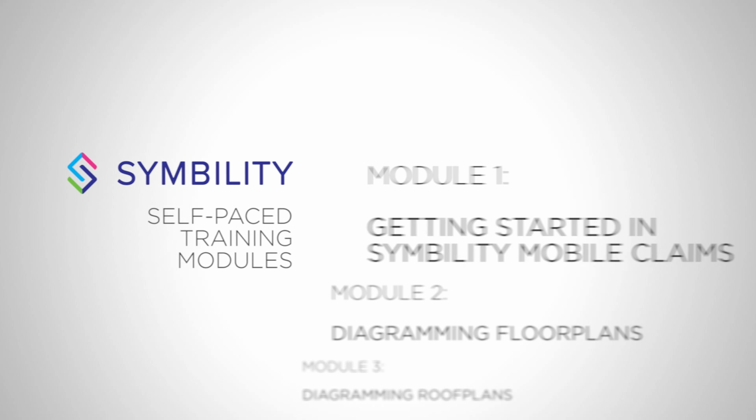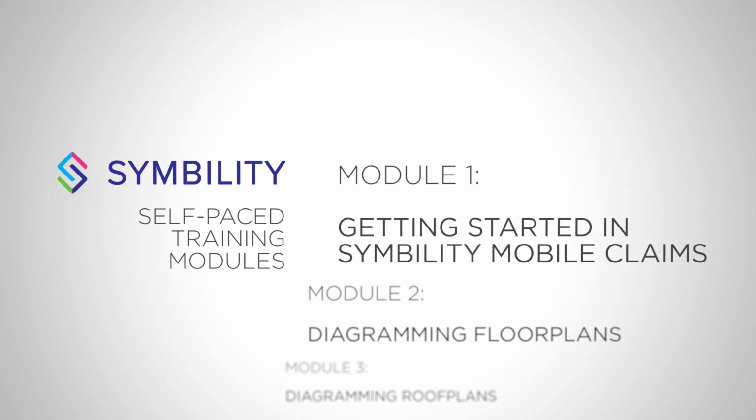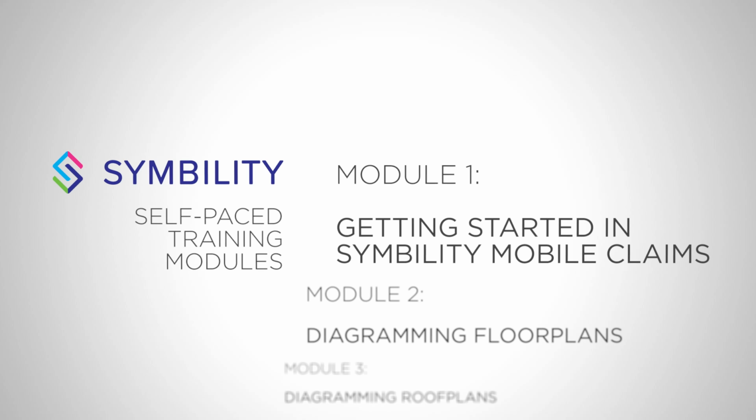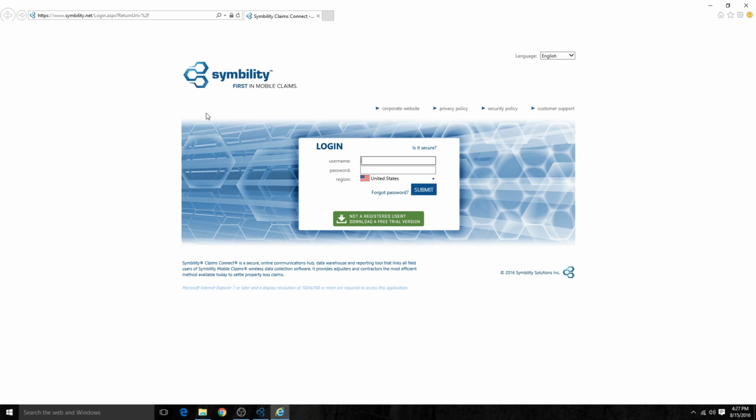In this module, you're going to learn how to get started in Symbility Mobile Claims. Alright, so to get started in mobile claims, the first thing we have to do is create an account. So to create an account, we're going to navigate to Symbility.net. So just make sure you open up Internet Explorer and navigate to Symbility.net, and it'll take you to this page.